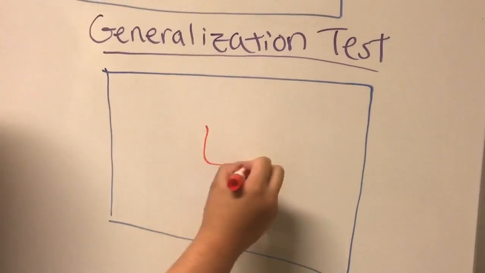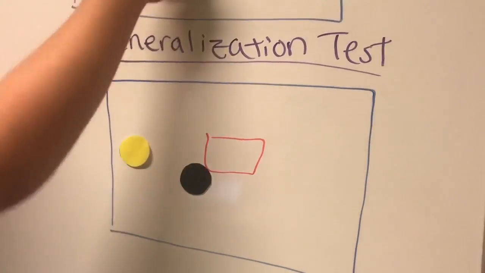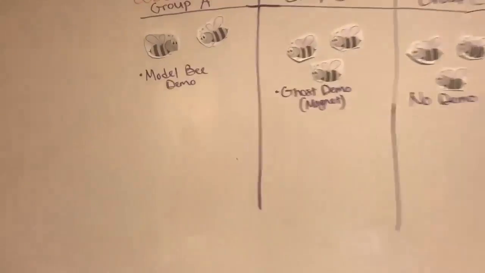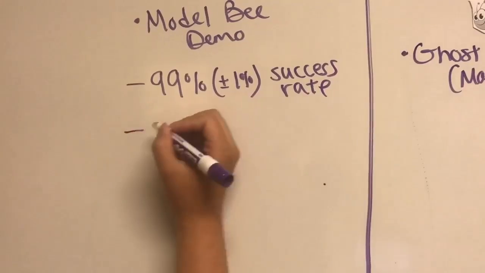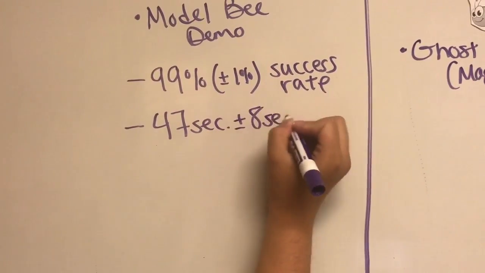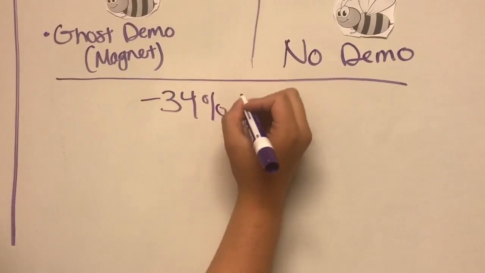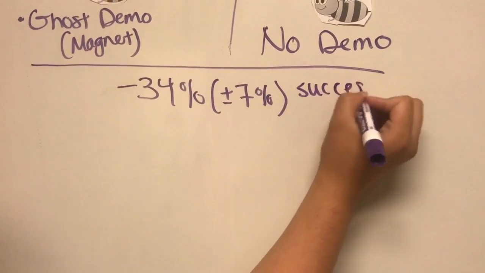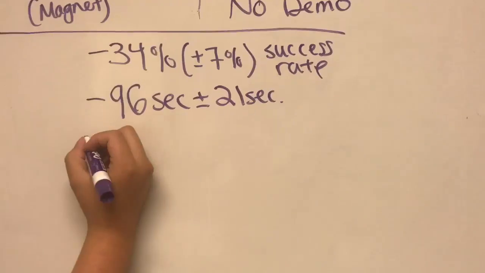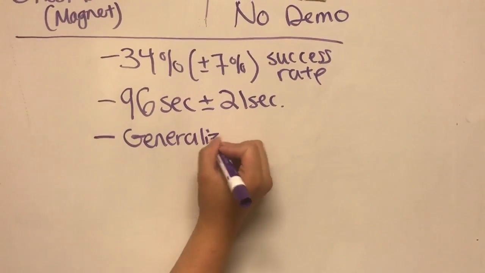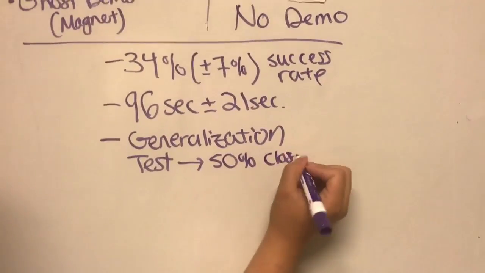In this phase, the platform still contained 3 balls, but the closest ball to the center was black instead of yellow. Those who observed the demonstration from the model bee had about a 99% success rate and completed the task in an average of 47 seconds, and those who observed the ghost demonstration or had no demonstration at all. These 2 groups of bees together had an average success rate and completion time of 34% in 96 seconds. And on the generalization test, the bees that completed the task tended to choose the ball that was closest to the center, which was the black ball.